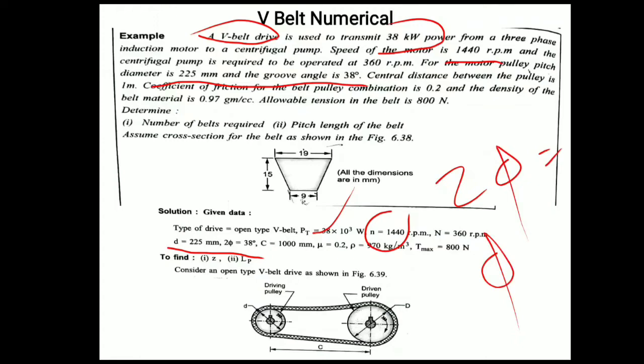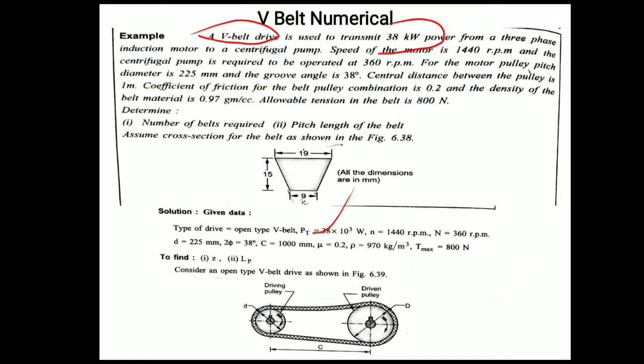Then they have mentioned the center distance between the pulleys is 1 meter, that is C. The coefficient of friction for the belt and pulley is 0.2. The density of the belt is 0.97 gram per cc. We can get kg per meter cube, that is 970, by multiplying 0.97 into 10 raised to 3. Allowable tension is 800 Newton, that is total tension, inbuilt tension, total tension.